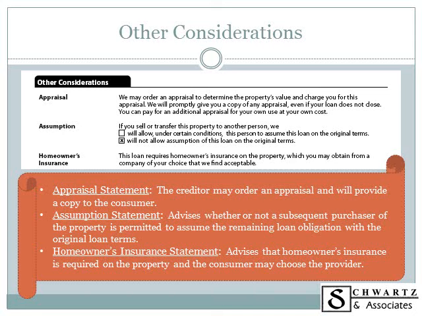Okay, here we have the first 3 items from the other considerations section that we just saw in the previous slide. The first is an appraisal statement advising that the creditor may order an appraisal to determine the value of the property and may charge the consumer for that appraisal. It also states that the creditor will provide a copy of that appraisal to the consumer whether or not the loan closes. The next is an assumption statement, just indicating whether or not the loan can be assumed in the future if the property is sold. And then the last is a homeowner's insurance statement advising the consumer that homeowner's insurance is required and the consumer may choose the insurance provider for the loan.